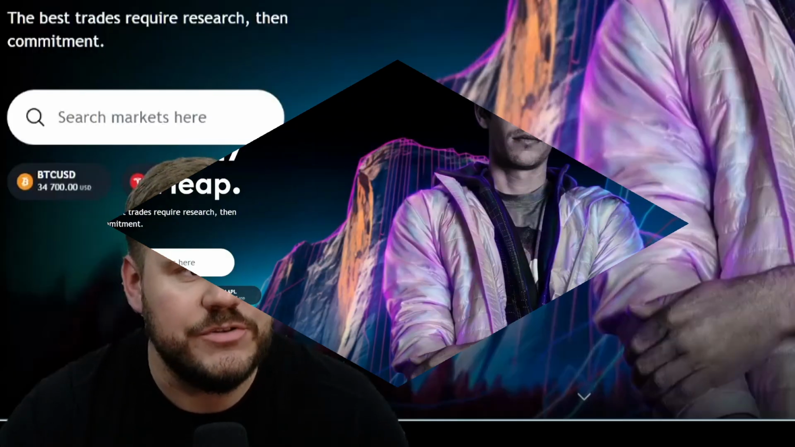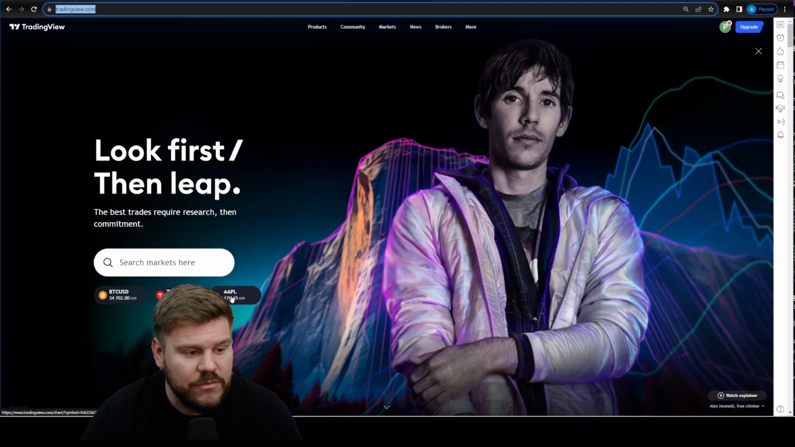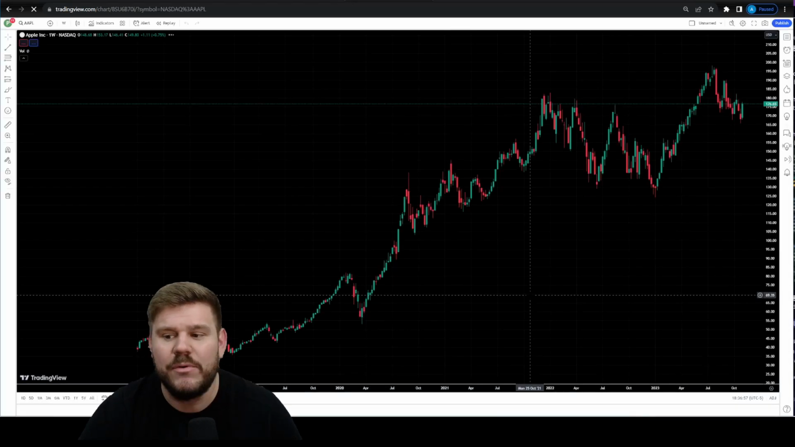So your first step is going to be obviously to complete your purchase. And now that you've done that, we're going to head right on over to TradingView.com. You're going to go ahead and click right here to log into your free TradingView account. If you don't have one, it's a very simple process to set one up. Go ahead and do that. And then we're going to head on over by clicking right here to look up the Apple stock chart.